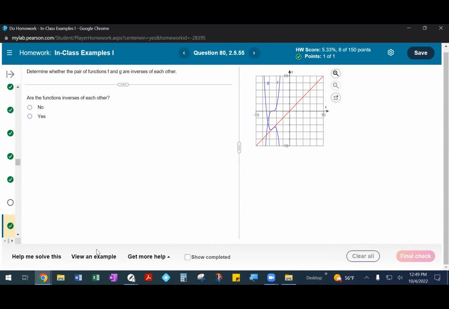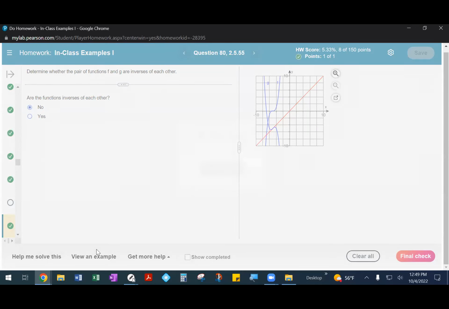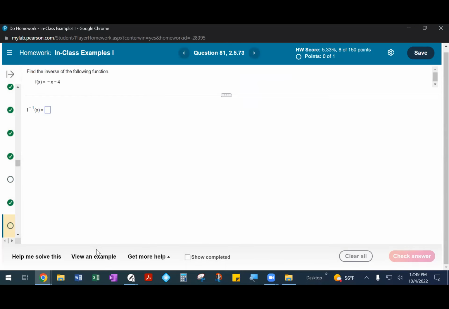So something like this. Would they again be reflections of each other with respect to that red line y equals x? No. So this is again, graphically, a nice simple way to see if they are going to be inverses of each other. But again, like we said, we don't always try to depend only on visual methods of finding if they are inverses of each other or not.